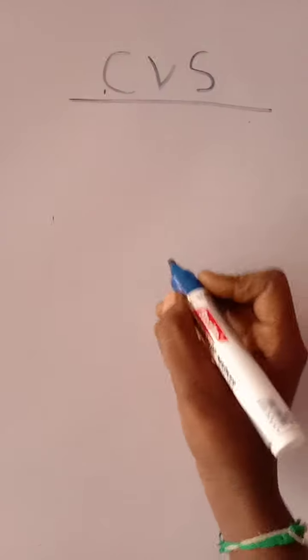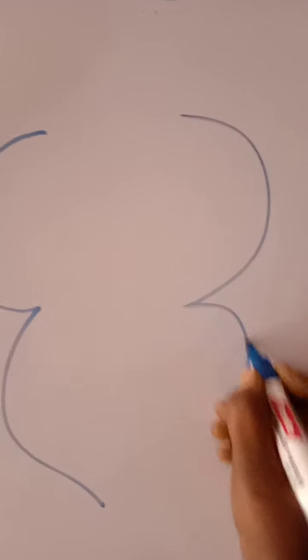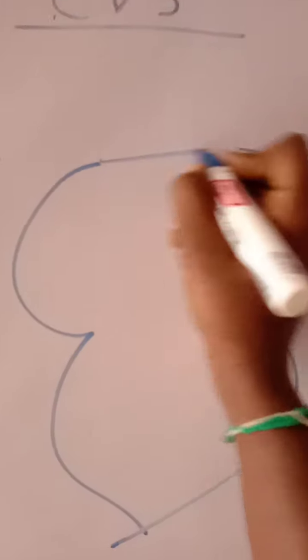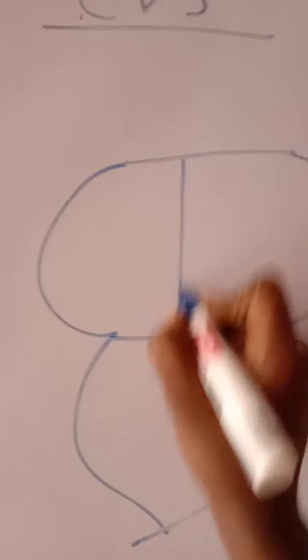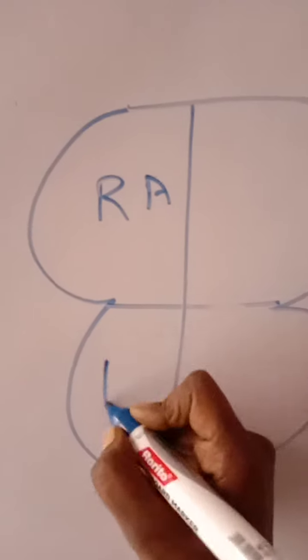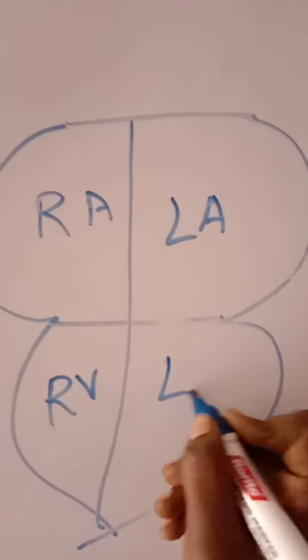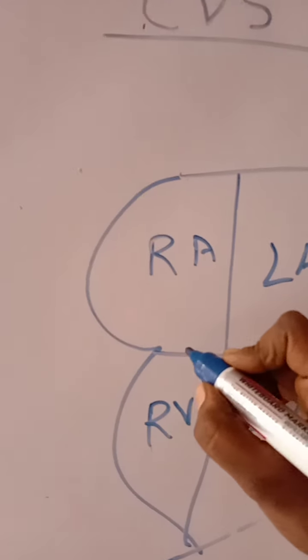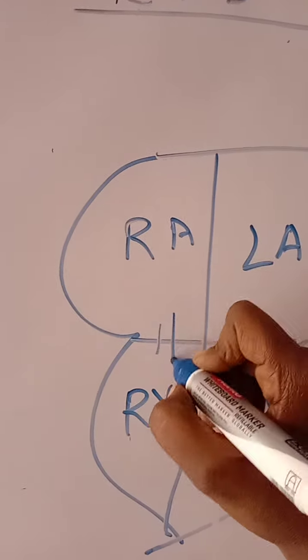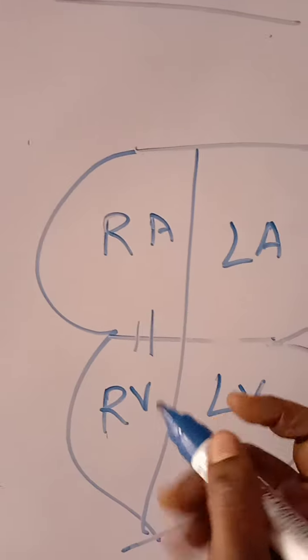Now I'll explain with a small diagram of the heart. Okay, this is the interior of the heart. The heart consists of four chambers: right atrium, right ventricle, left atrium and left ventricle. There is a valve between the right atrium and right ventricle that is called the tricuspid valve.